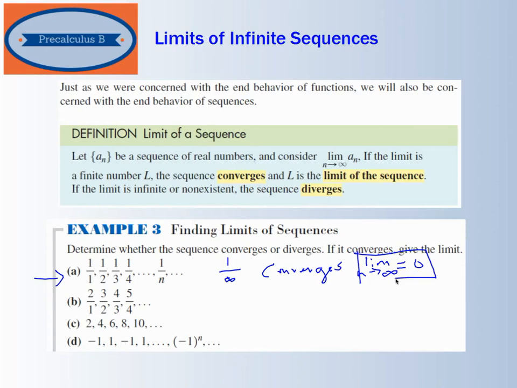In the second one, we have 2 over 1, 3 over 2, 4 over 3, 5 over 4. All right. And if we look at this, what is happening in each of these?